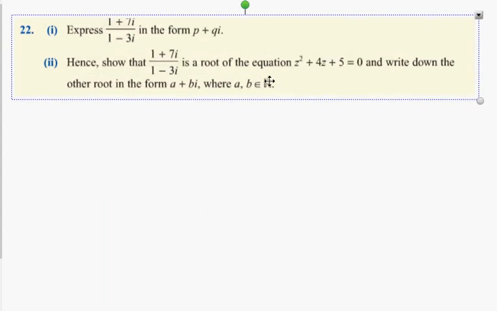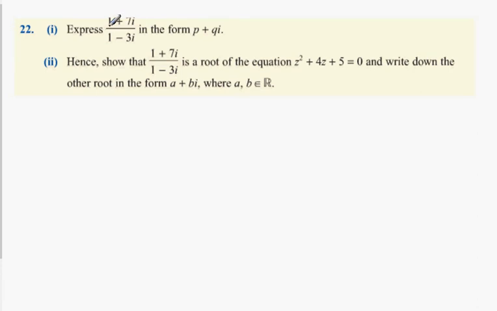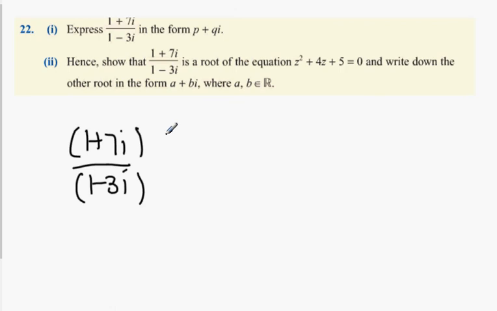Okay, next one. Express this in the form p plus qi. Alright, so guys, you've got to multiply the top and bottom by its conjugate. So Kim, what's the conjugate of this one? What do you multiply top and bottom by? 1 plus 3i. Okay, now that you've done that, can you call out what happens when you multiply them out?